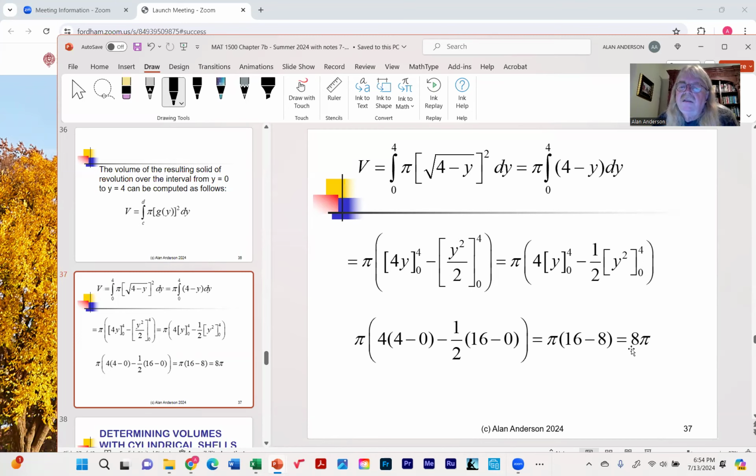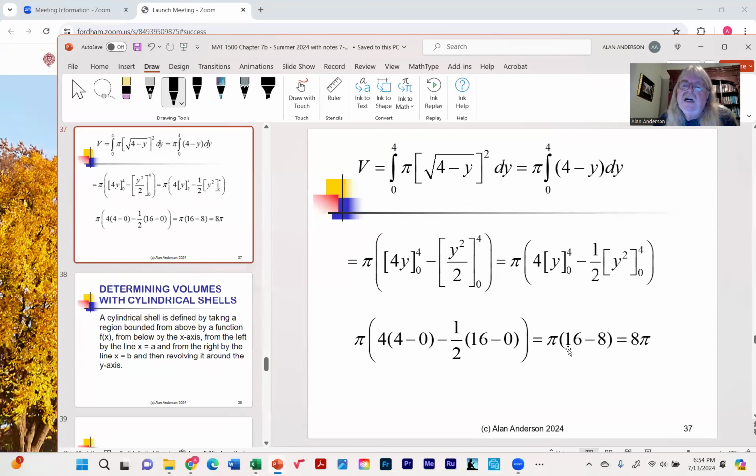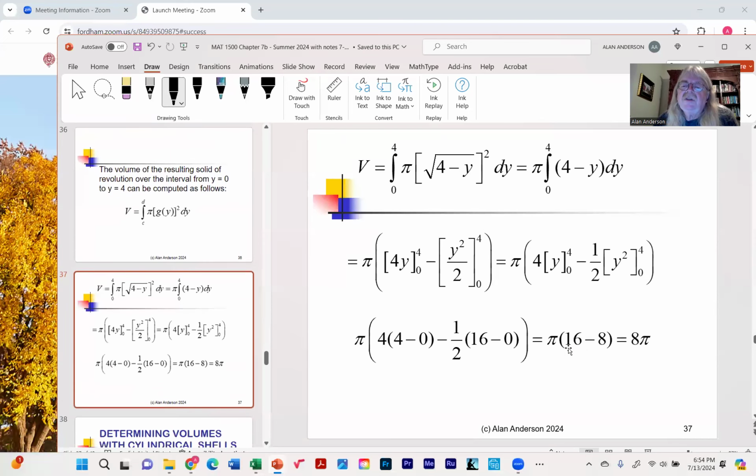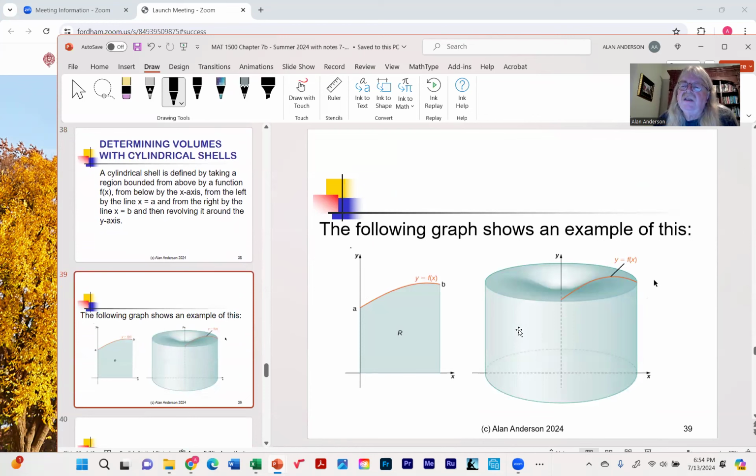All right. Oh boy. Now we're getting into some deeper territory. Volumes with cylindrical shells. Oh my God. Now look at this. What do we do now?